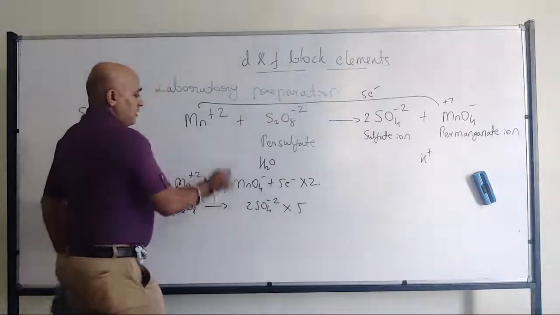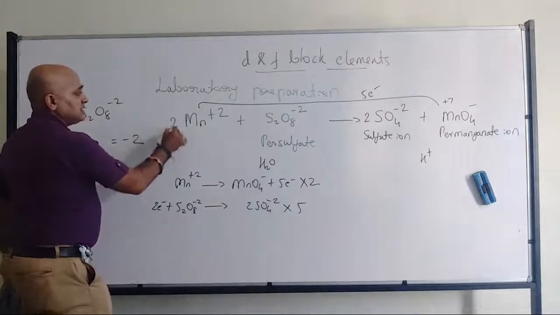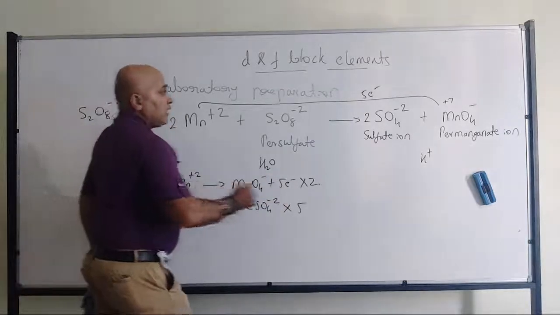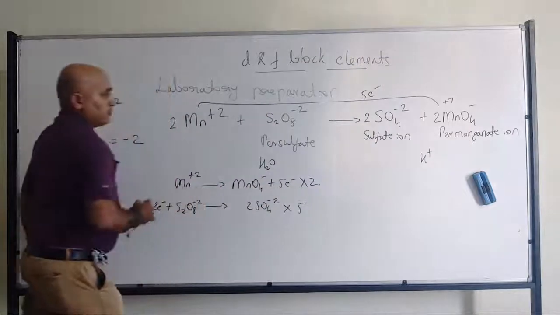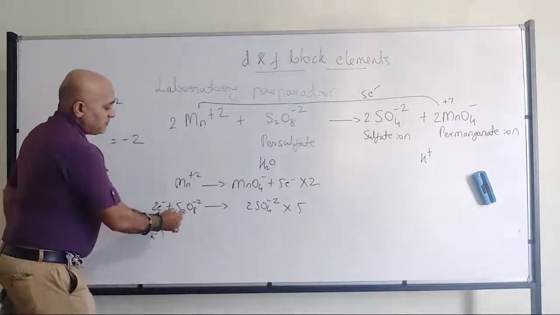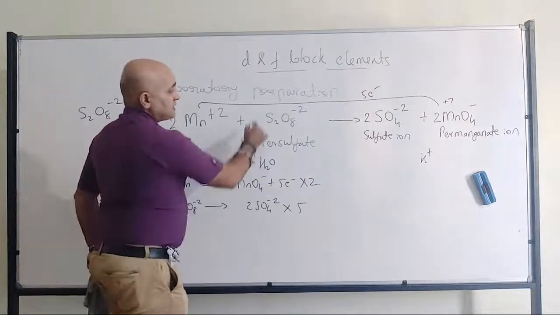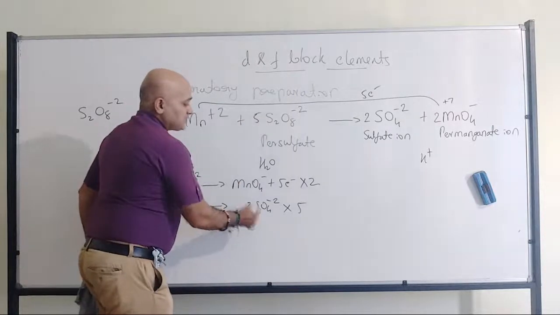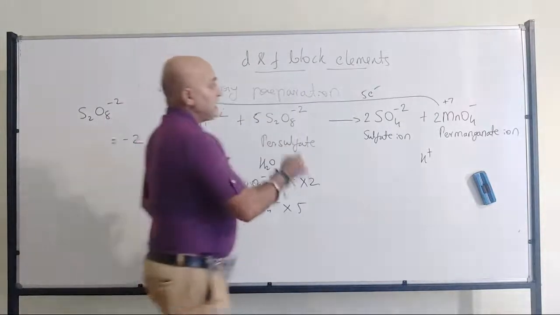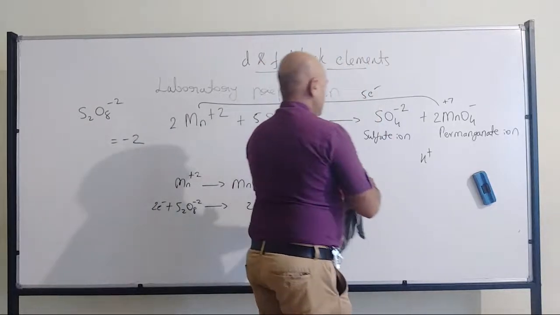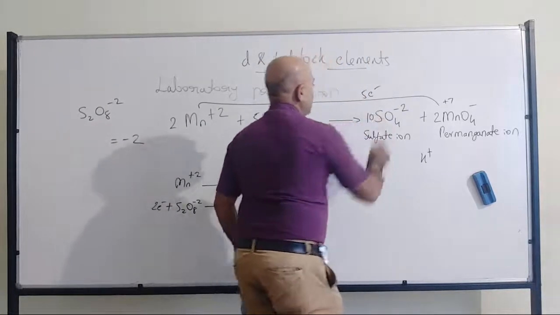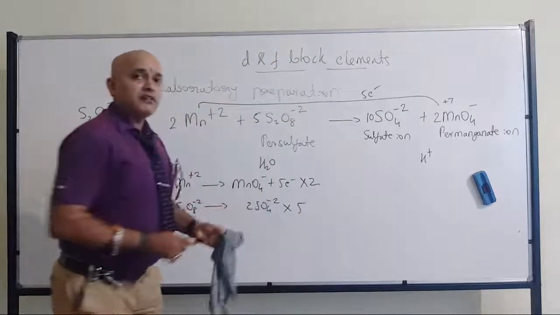So therefore, how many manganese ions? It should be 2. How many permanganate ions? It should be 2, right? So how many persulfate ions? It should be 5. How many sulfate ions? Already 2 is there, so therefore it should become 10 sulfate ions. All of you have understood?